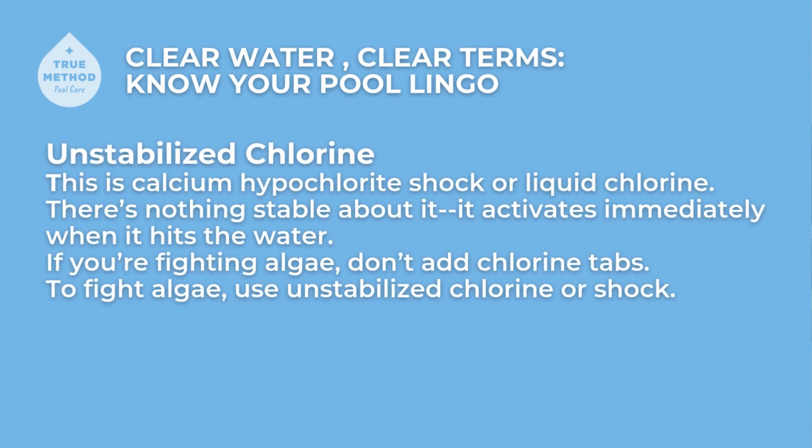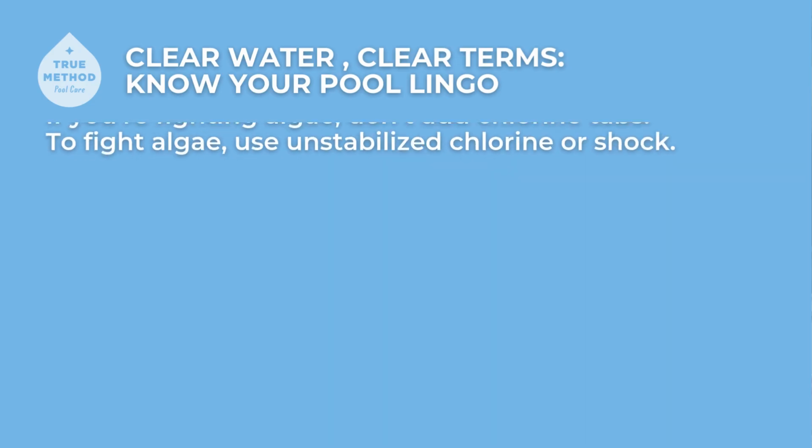The final term we're going to learn today is unstabilized chlorine, and that's typically your calcium hypochlorite shock, which we recommend, or liquid chlorine. There's nothing stable about it. It's acting immediately right when it's in the water. So if you're fighting some algae, do not add more chlorine tabs, which are stabilized. Add a non-stabilized shock/chlorine, which is cal hypo, which we recommend, or liquid chlorine.